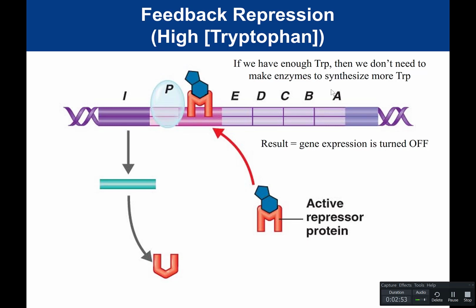Again, default in this case is on. And when the tryptophan is present, it is going to turn it off. Because again, we don't need to make more tryptophan if the concentration of tryptophan is high enough. Now again, notice the difference between this and the inducible. In the inducible, we were making enzymes to break down the substrate. In this one, the tryptophan is going to feed back to turn off production to make tryptophan. So notice that in this case, we're not breaking down tryptophan, we're actually synthesizing tryptophan. And so tryptophan will feed back and it will turn off production of enzymes needed to make tryptophan.